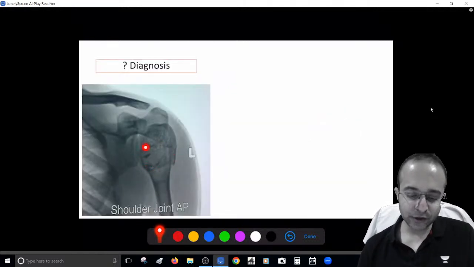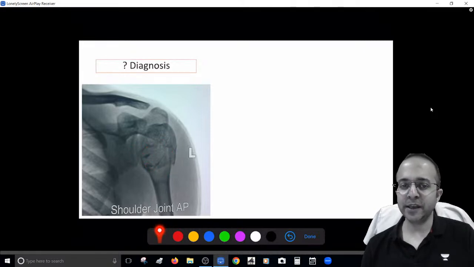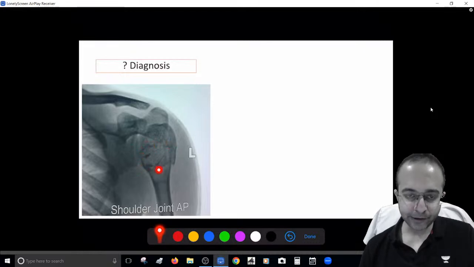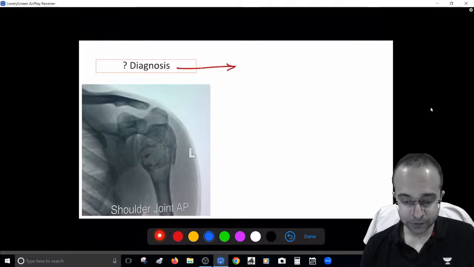Look at this image and tell me the X-ray sign and what disease am I talking of. This is again a spot diagnosis. So there's a cavity here. This is a cavity in the metaphysis of proximal humerus. A piece of cortex has broken and fallen into the cavity. So what is the diagnosis? And what is this X-ray sign called as? Please tell me.